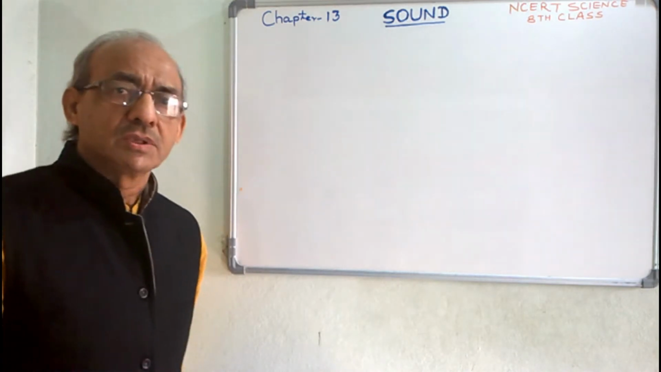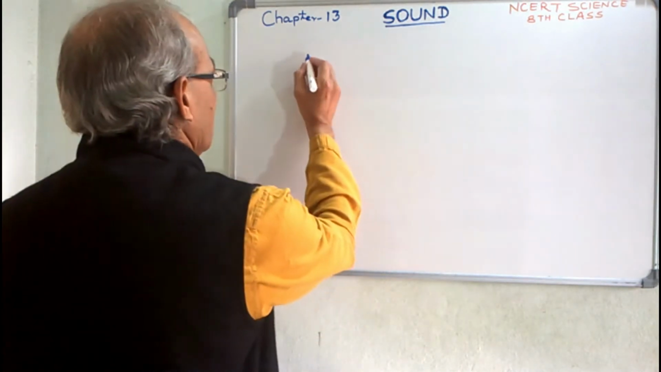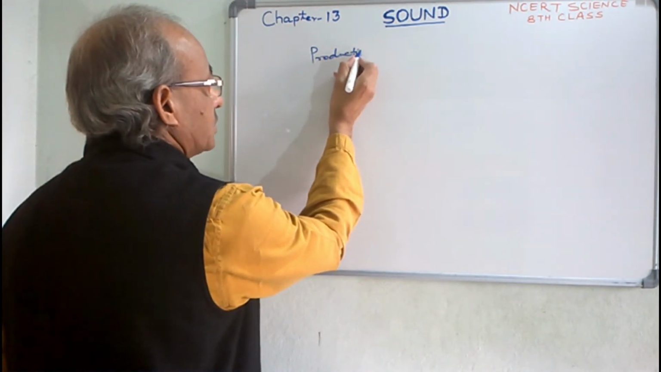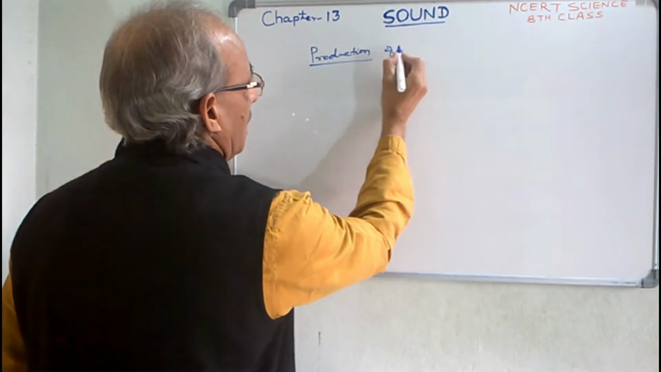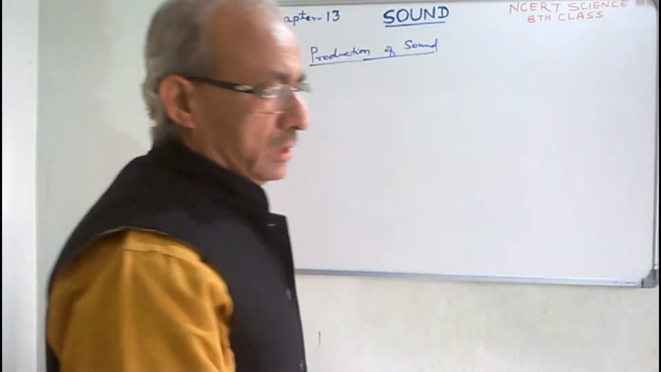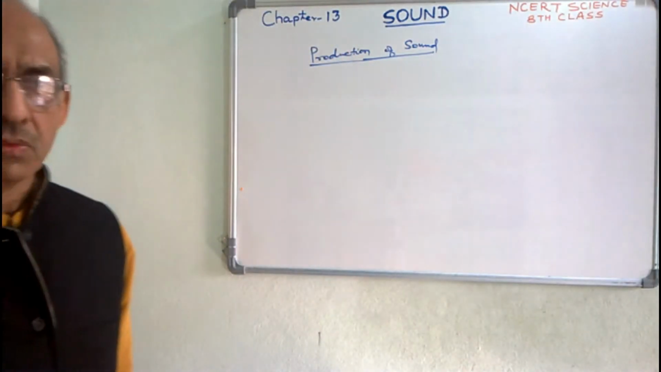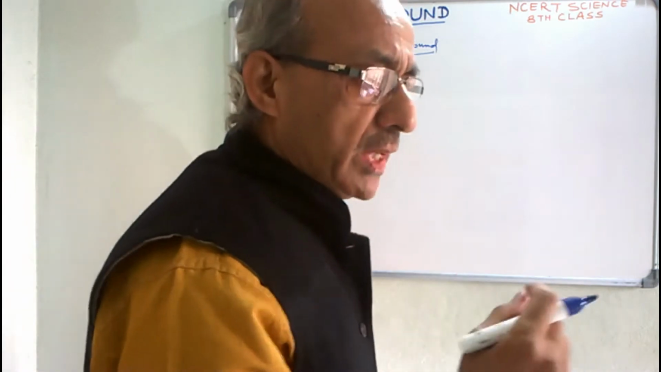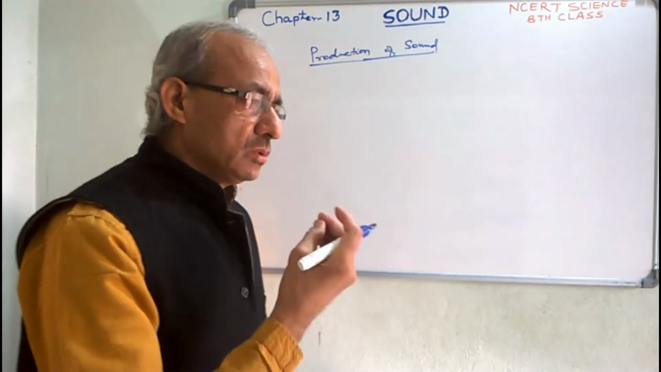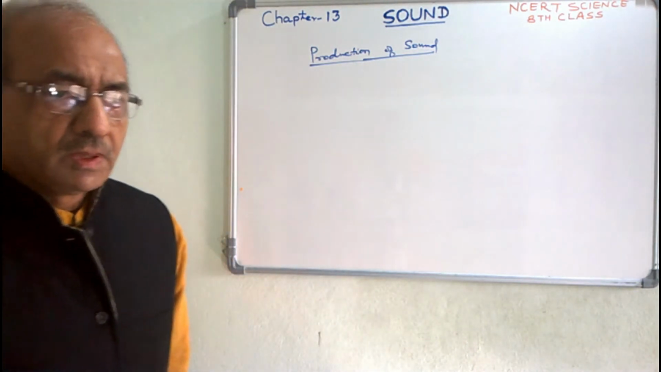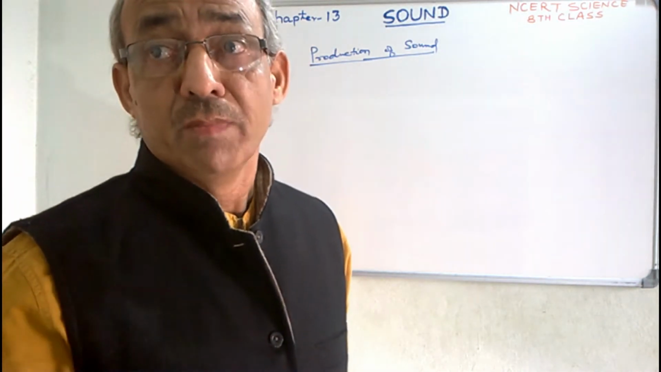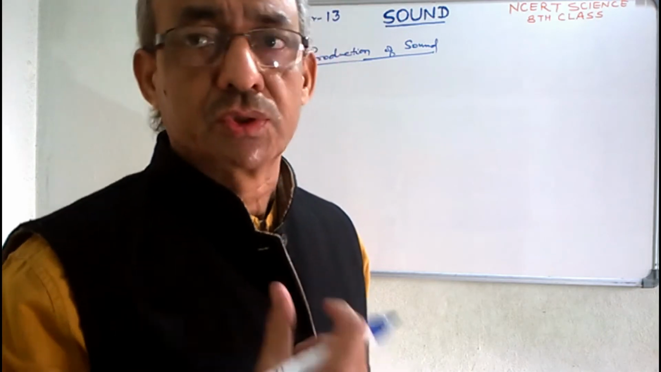Firstly, we will understand how sound is produced. Production of sound. How is sound produced? Just as I told you, sound is produced only by mechanical effort, by beating, hitting, whistling, etc. By mechanical efforts, certain objects start vibrating. Vibration is the main happening by which sound is produced.